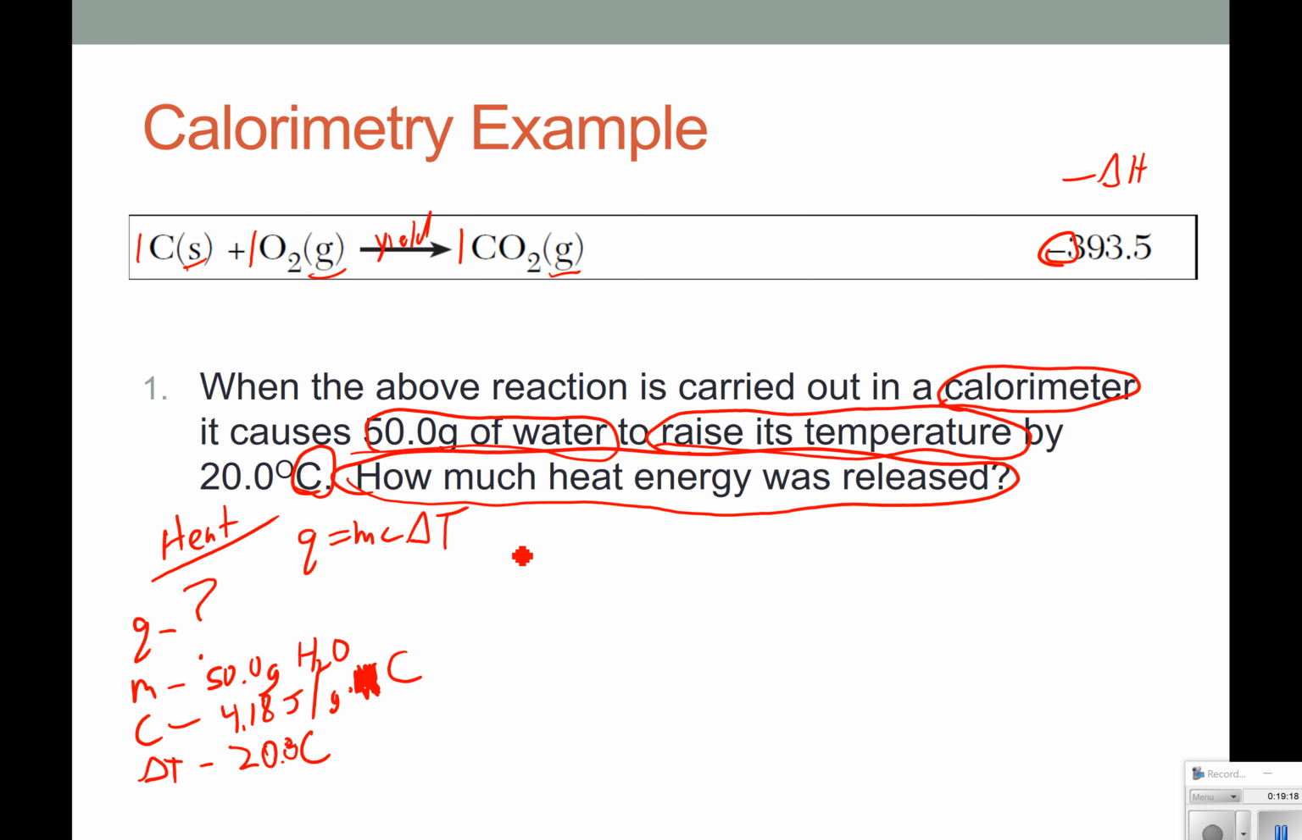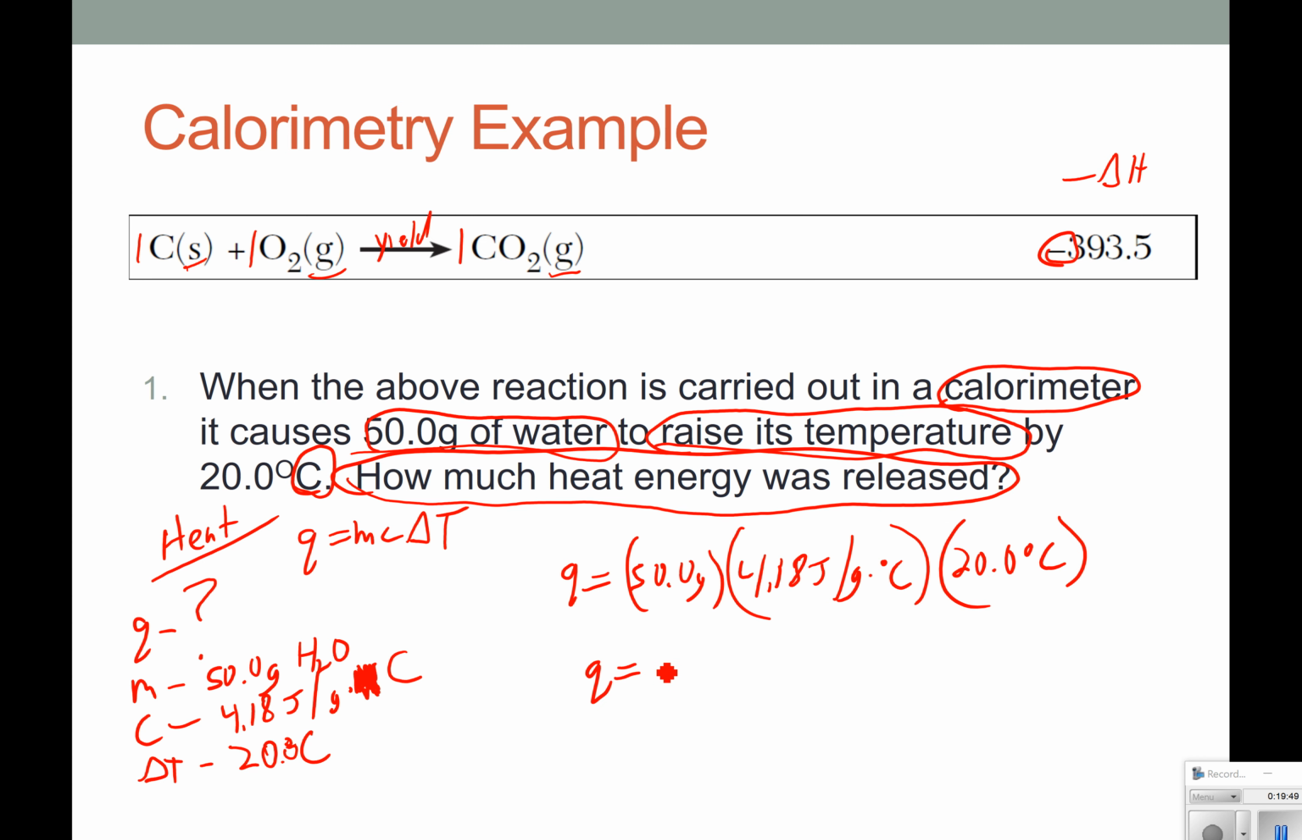Now we plug all these right into our equation. So Q equals 50.0 grams times 4.18 joules per gram degrees Celsius, times our delta T, which is going to be 20.0 degrees Celsius. When we punch all these into our calculator, what we get is a value of 4,180 joules.